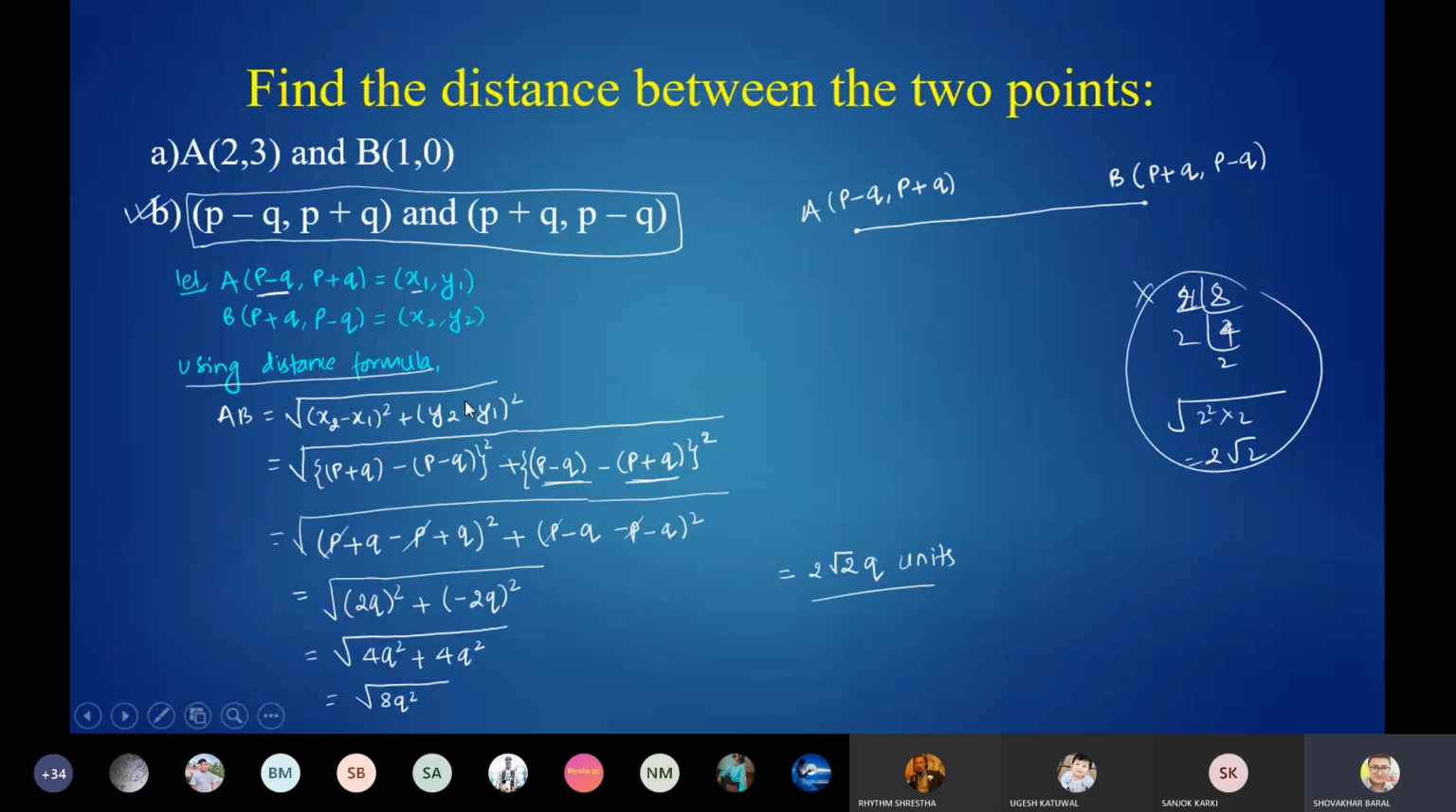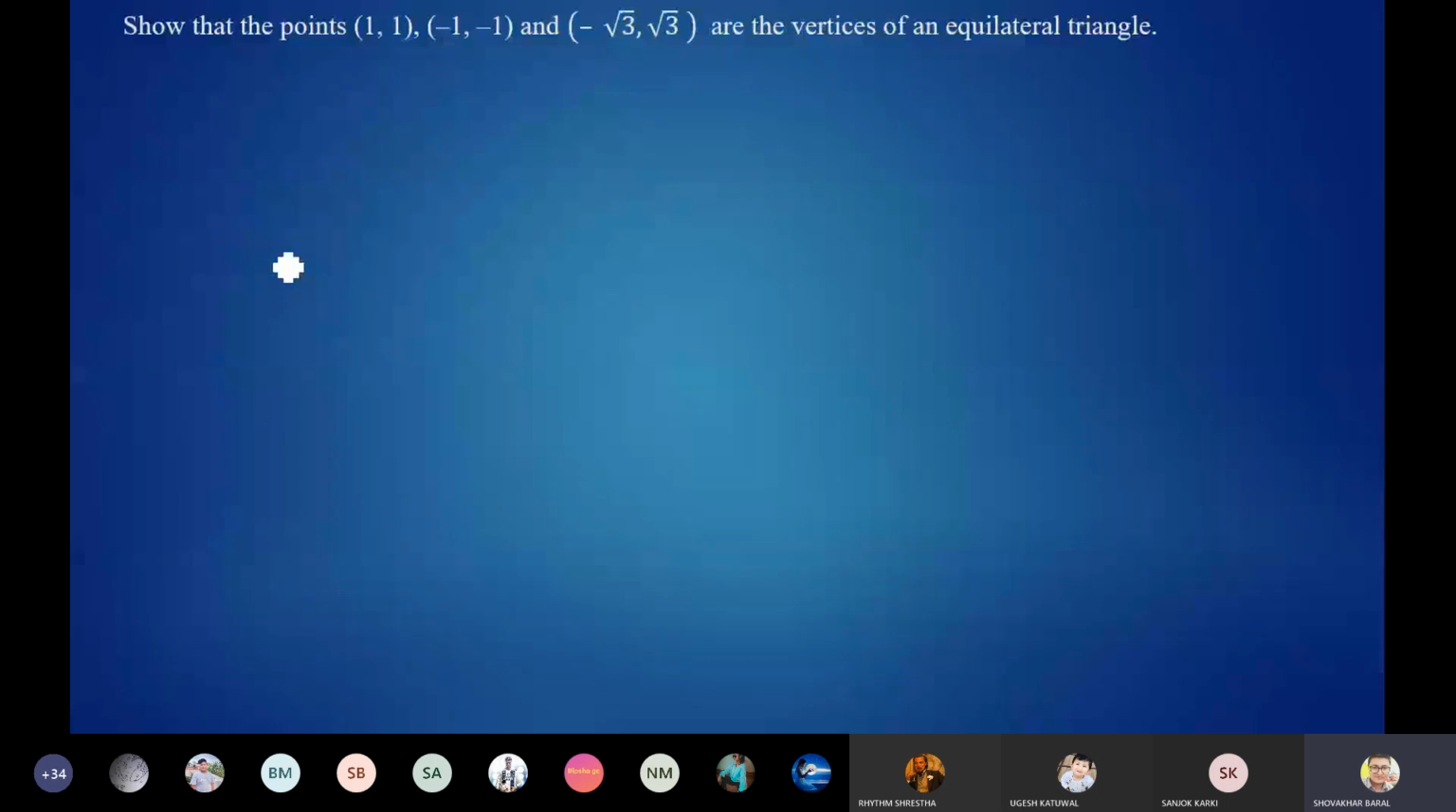Can anyone tell me? Okay, this is very important. Please know this fact. Okay. So the points (1, 1), (-1, -1), and (-√3, √3) are the vertices of an equilateral triangle. So let me solve this one for you.